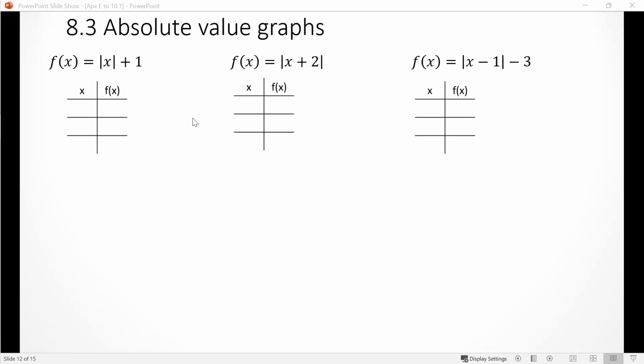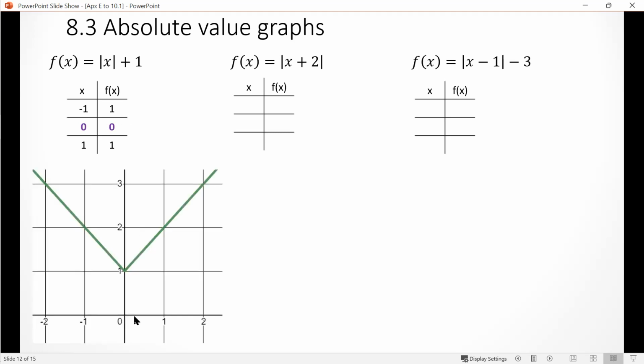So our first function, the absolute value of x plus 1, we want to make sure we include x is 0 and points on either side of that. When we plug those in, indeed, that is going to be the vertex of this absolute value graph. And when x is 0, y is 1, this plus 1 has shifted us up 1.